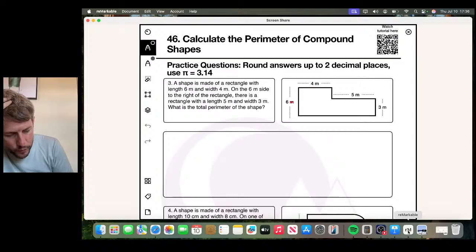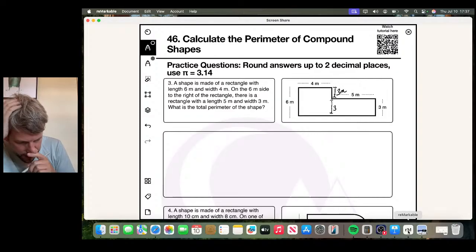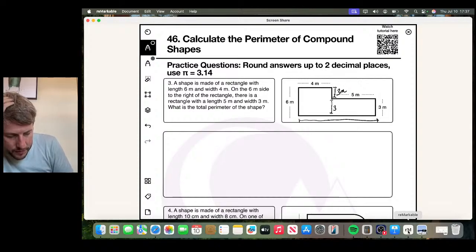So we know that this is 4, this is 6, this is 3. Oh, okay, so we've got some bits that we don't know. Right, so if this from here to here is 6, but here to here is 3, that means that here to here will also be 3. So that will also be 3 meters there. And then if from here to here is 4, and then from here to here is 5, this whole length here will be 4 add 5, which will be 9 meters, okay?